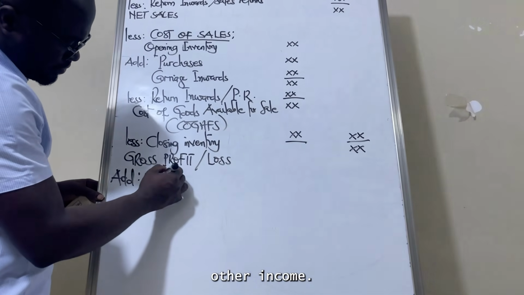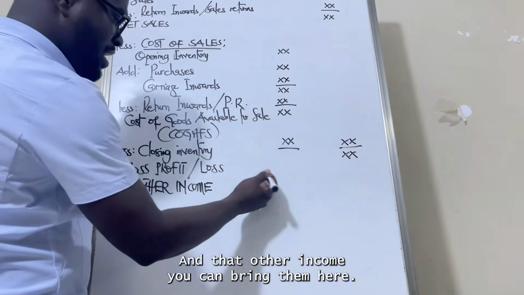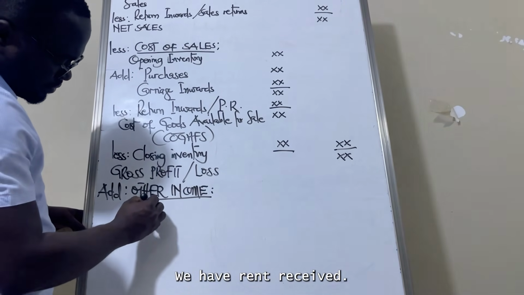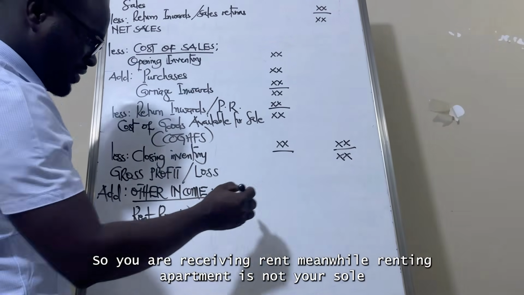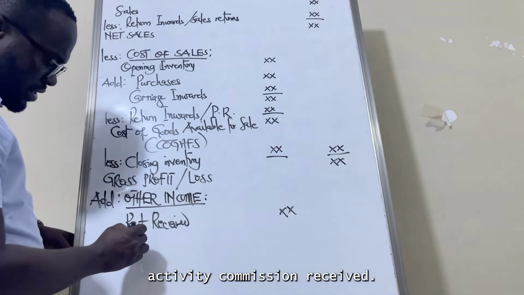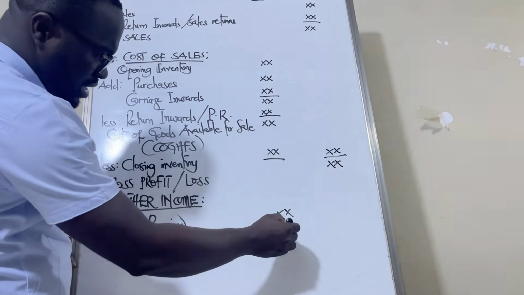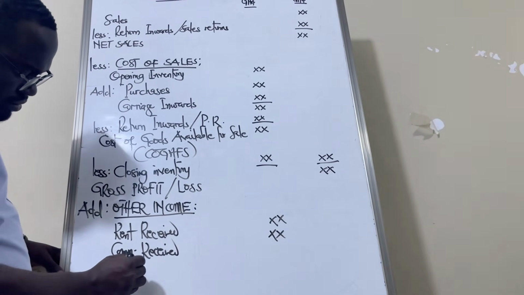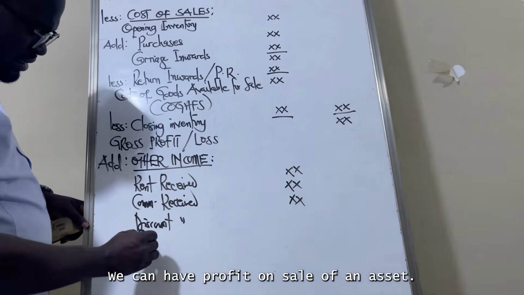other income. And that other income, you can bring them here. So we have a lot of other income. We have rent received. Maybe part of your warehouse is being used by your competitors or other people, so you are receiving rent. Meanwhile, renting apartments is not your sole activity. Commission received. Maybe you are doing some activity at your shop and you are getting some commission. Then you can have discounts received.